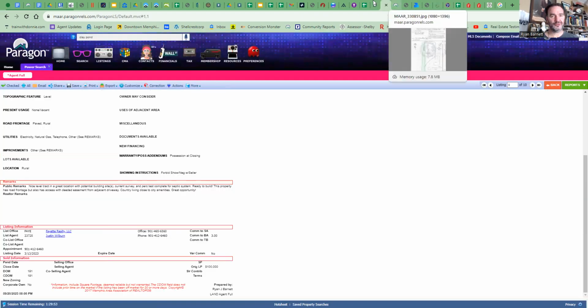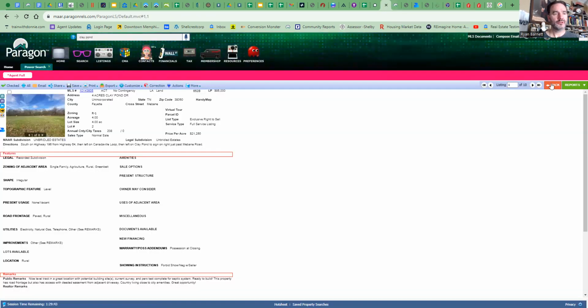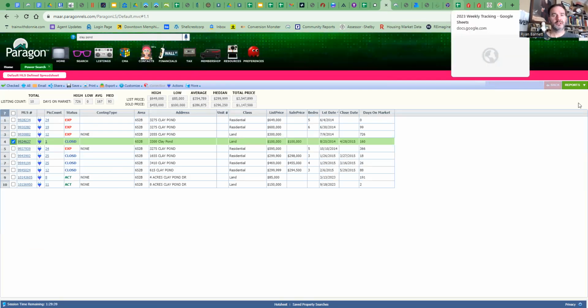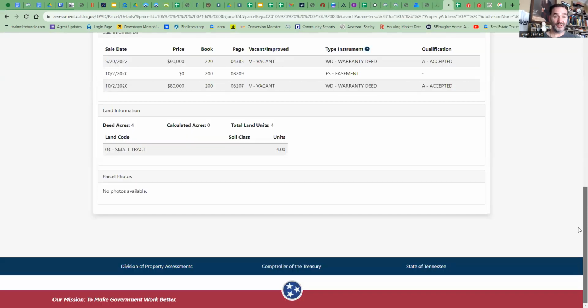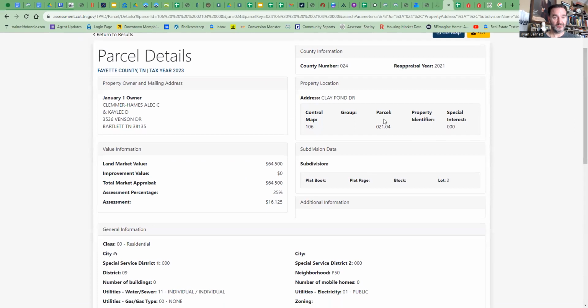Does it matter who the current owner is? Yes and no. Issued to Alec Clemmer. Drive. Inspector. So is that the current owner of Claiborne Drive? Maybe, maybe not. That 4 acres, by parcel ID, we would know for sure.